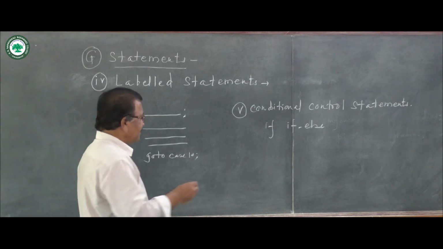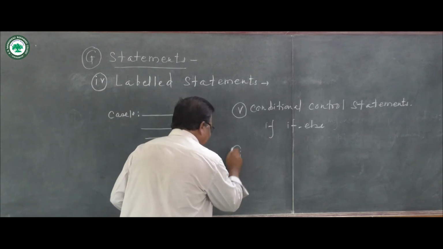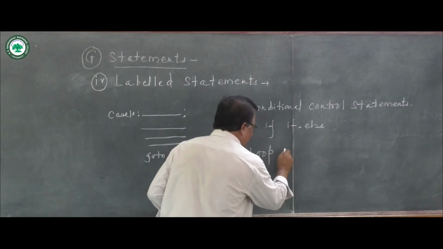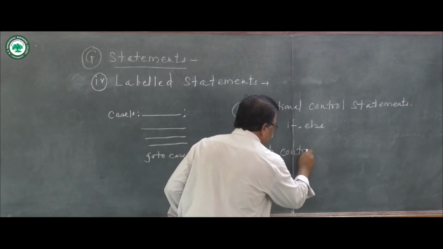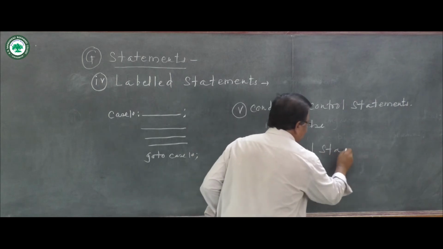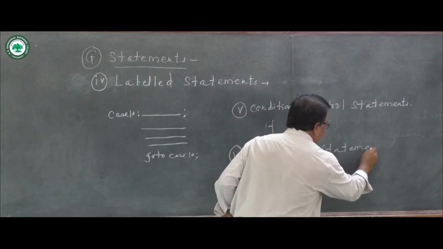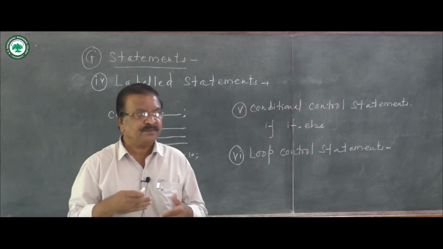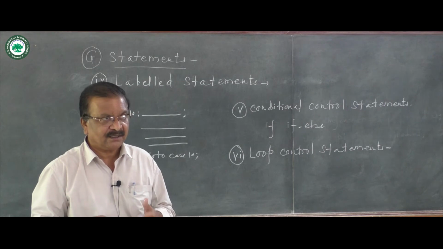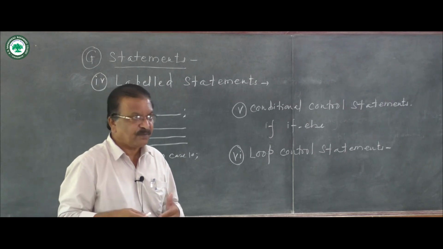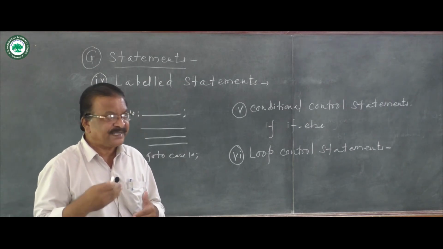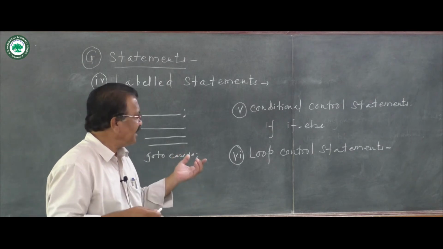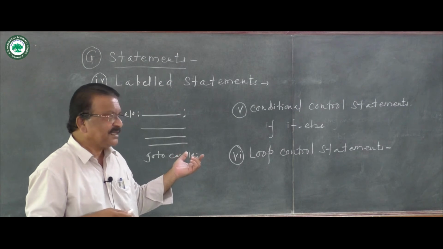Okay. Then the last type of statements, which are loop control statements. Loop means repeated execution of the same block of statements, and such looping structures are there in C.